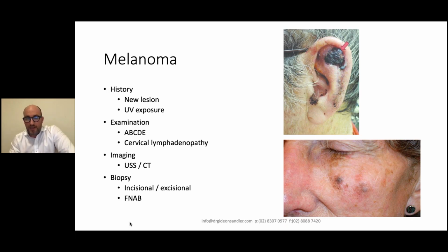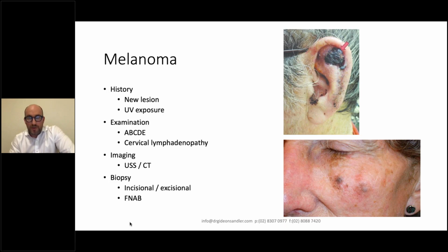Melanoma can present as a neck lump. Sometimes, if the patient gives a history of a new pigmented lesion in the head and neck, and prior UV exposure in a patient with other risk factors such as Fitzpatrick type 1 or 2 skin, freckling, red hair, blue eyes, then a melanoma might be the cause.